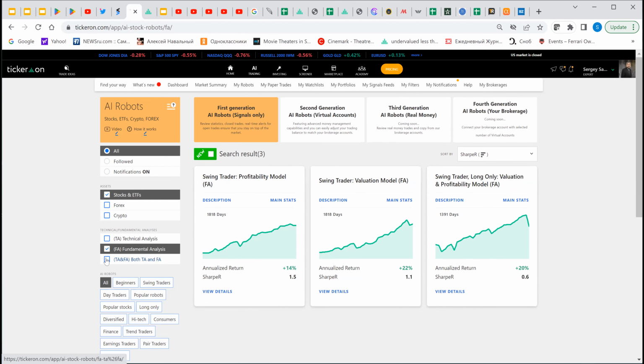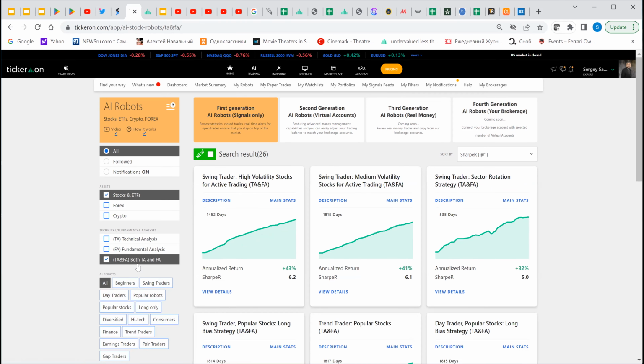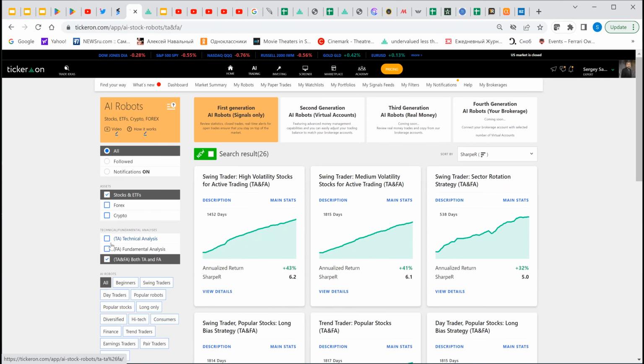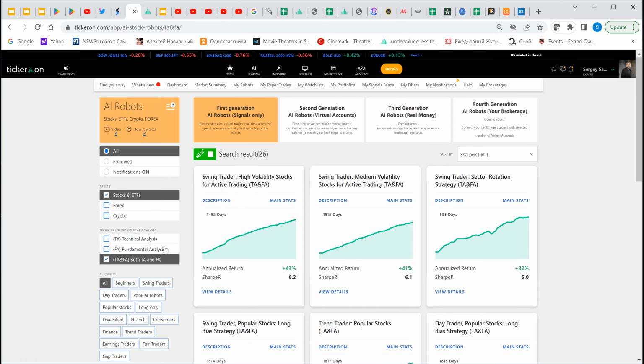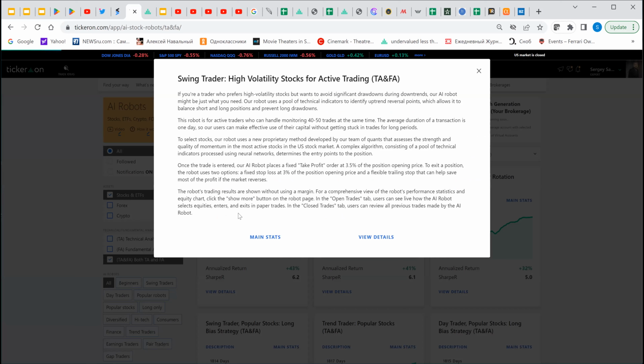But then we created a combination of the TA and FA, took both opportunities and mixed them, and that's how we created these types of robots. In order to understand the fundamentals of these robots, you can go and read about this. We designed it in such a way that we give you full disclosure and explain how we build them based on our engines, okay?